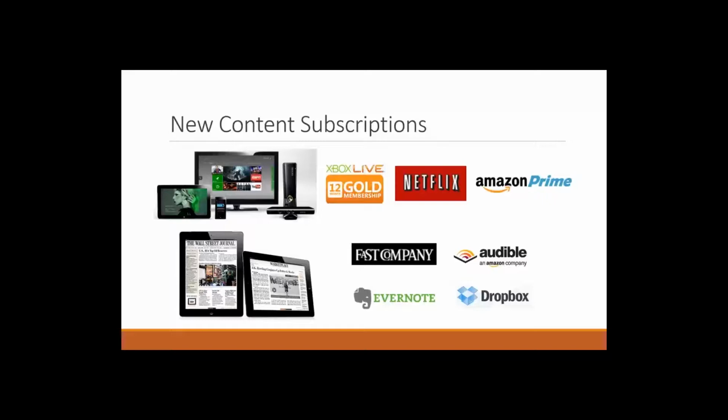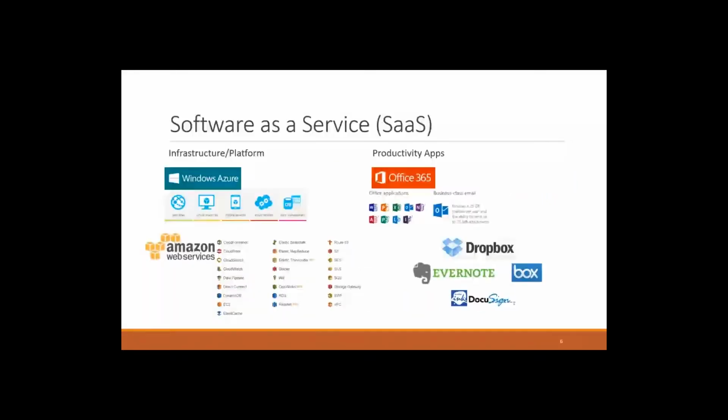Some of the top two, Fast Company and Audible, are examples of content type subscriptions. Evernote and Dropbox are productivity apps that I use. So a lot of different ways that companies have figured out how to provide their product or service at a nice price point for the usage that, in my particular case, I need.